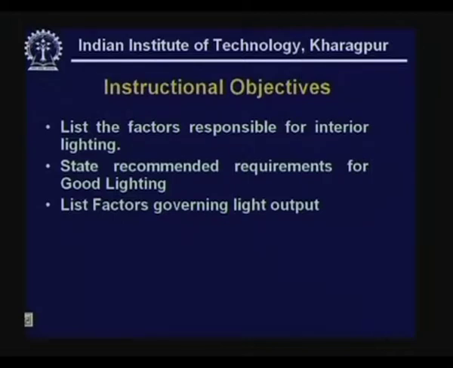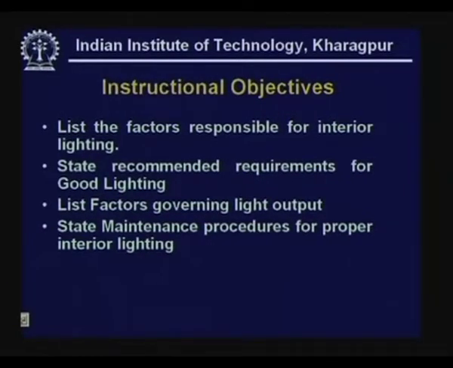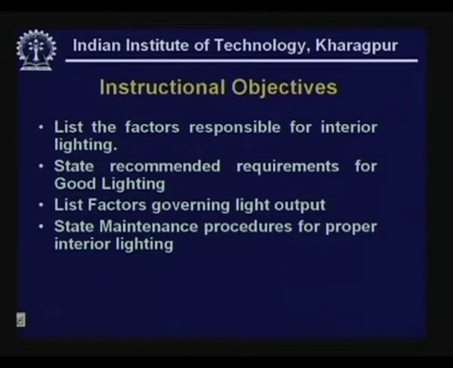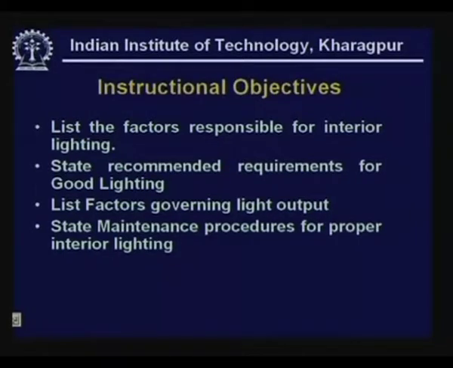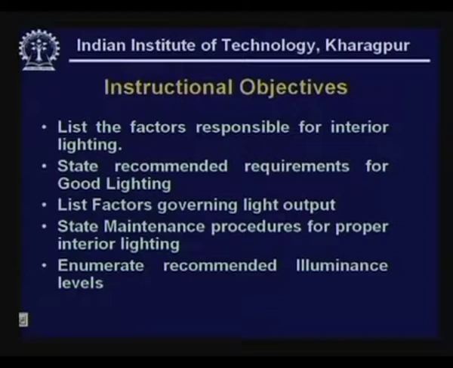4, state the maintenance procedures for proper interior lighting. Needless to mention that any system which may be used for the benefit of humanity needs certain maintenance procedure. So this objective essentially looks at understanding the maintenance procedures that are necessary for proper interior lighting, and lastly enumerate recommended illuminance levels.